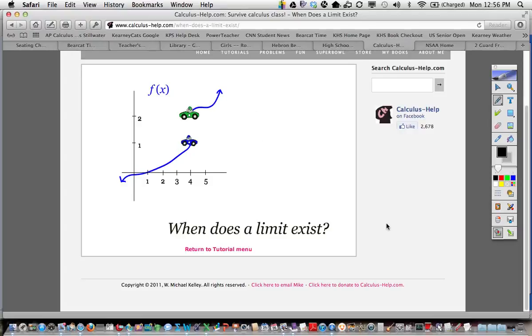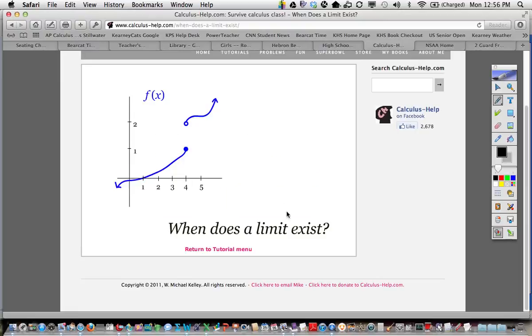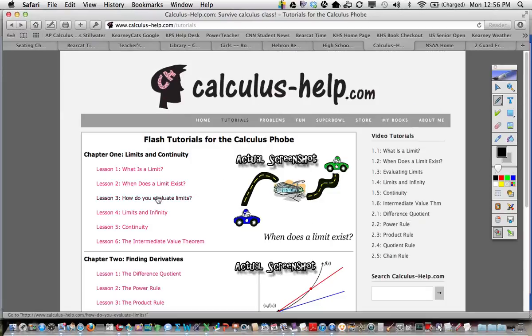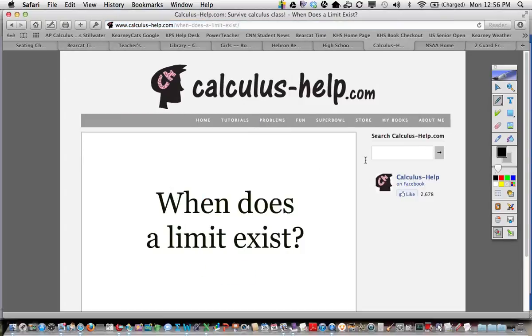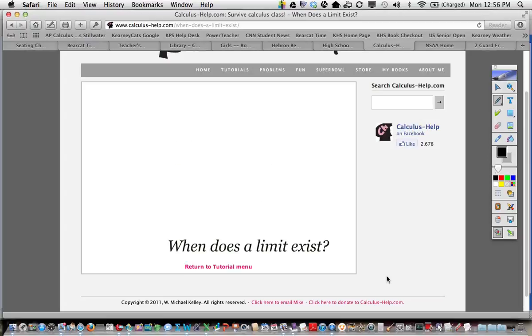Our height that we arrive at from the left is called the left-hand limit of f of x as x approaches 4, and it is denoted with a little negative symbol. Mathematically, in order for a limit to exist, both the right and the left-hand limits must be equal. Okay, so now let's investigate this a little bit. Now let's change this function just a little bit. Now you have some idea of what a limit is, and we need to talk about when does a limit exist.